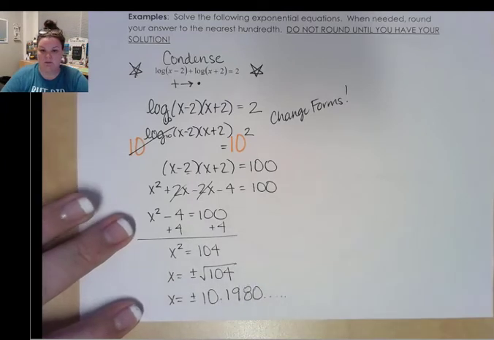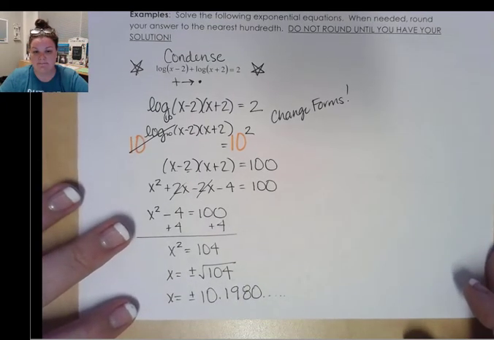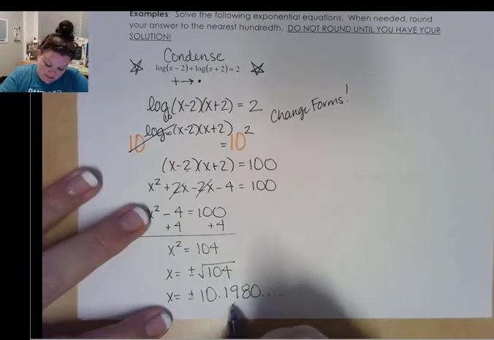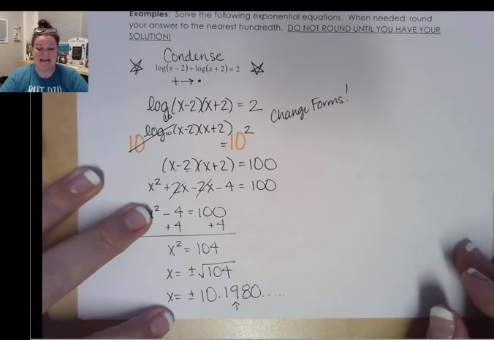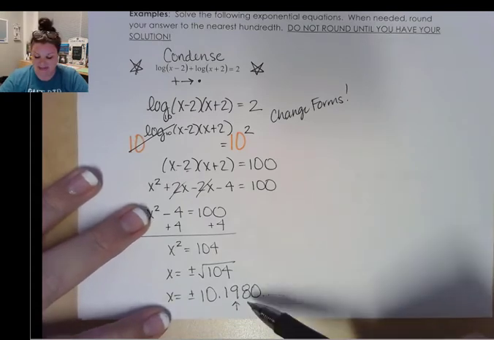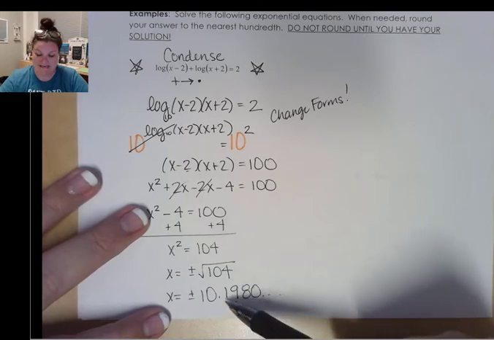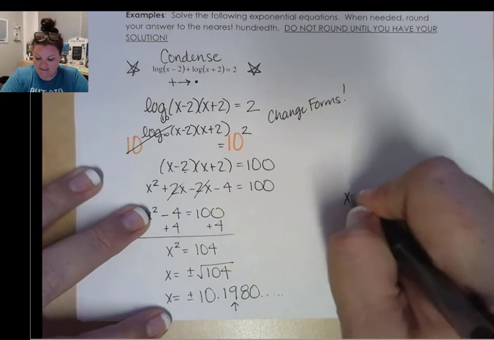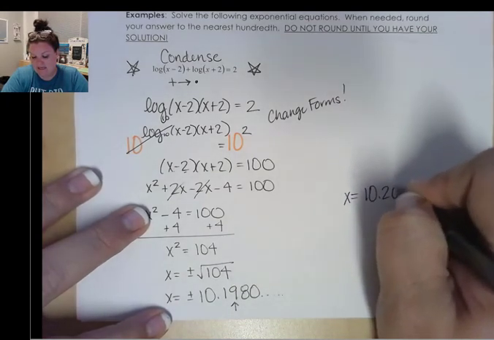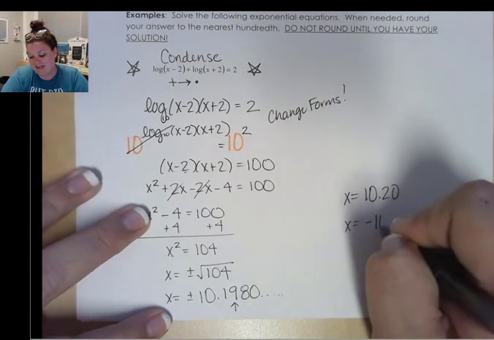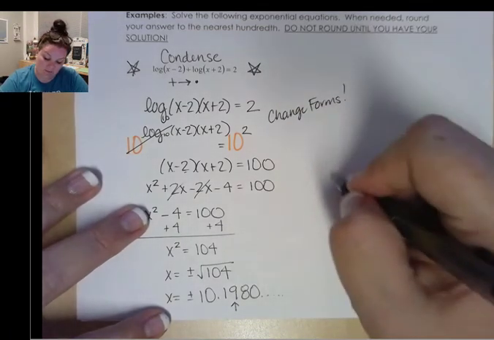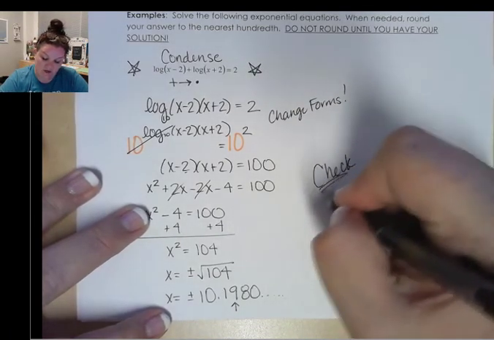10.1980, and so on, right? We're going to round to 2 decimal places, which would be this number right here, this 9. And since there's an 8 behind it, that's going to bump this 9 up, right? So instead of having 0.19, we're going to have 0.20. So I have x is equal to 10.20 and x is equal to negative 10.20, right? And because it came from a log problem, we have to check our answers.